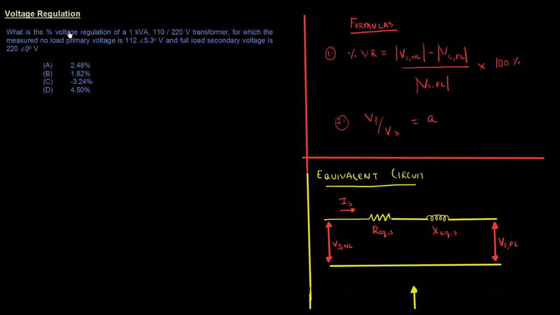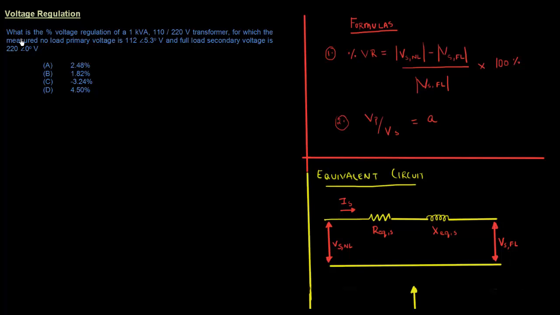Now, the voltage regulation question can be asked for different sets of equipment: for a motor, for a generator, for a transformer. We're going to deal with the transformer today, just because, in my view, it has the most practical application. So let's read the question before we get into solving it and discussing a little bit of the theory about voltage regulation.